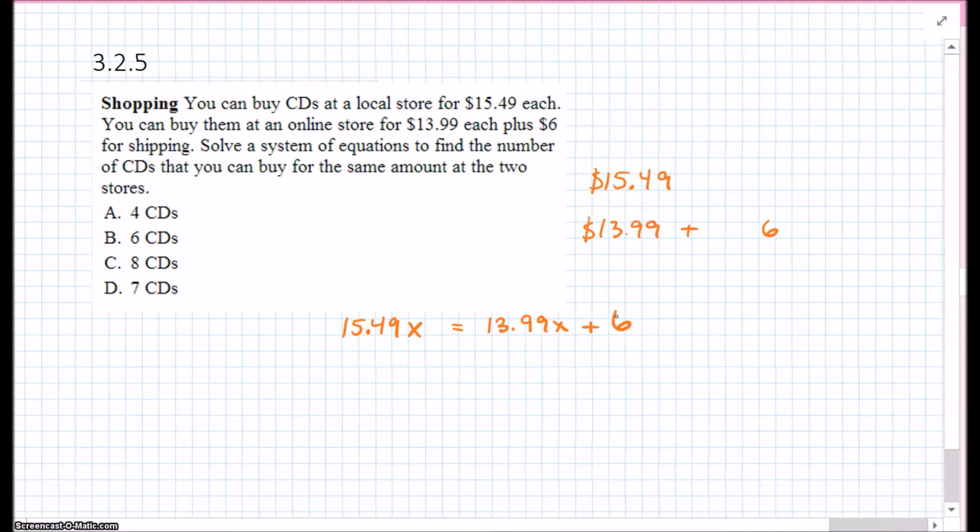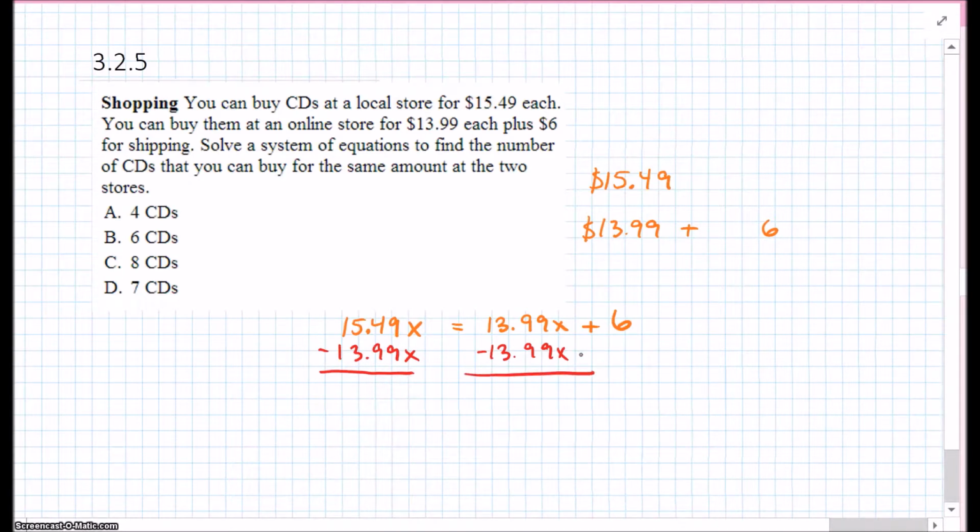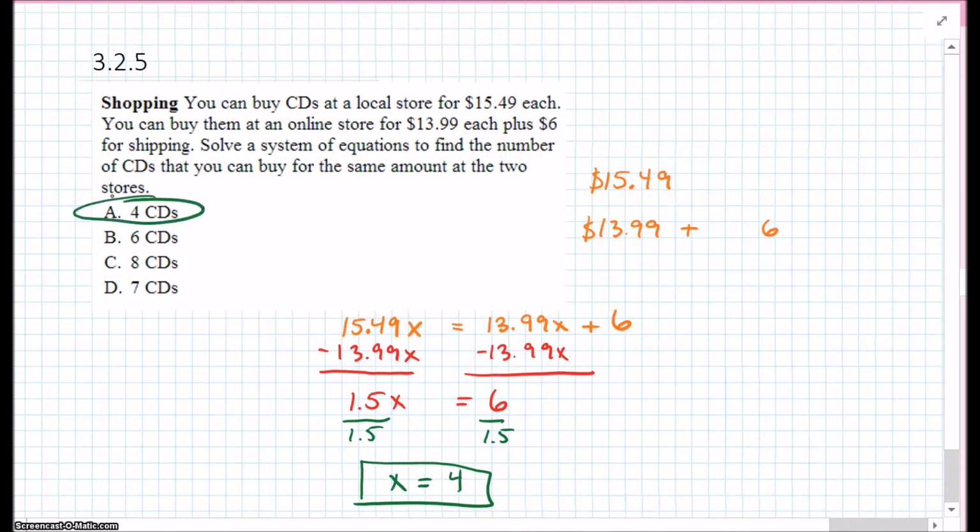So now we're just going to solve for x. So step 1, we're going to subtract 13.99x from each side. So when we do that, we're going to get 1.5x equals 6. Divide each side by 1.5. So x is going to be equal to 4. So if I buy 4 CDs at the store or 4 CDs online, it costs me the exact same.